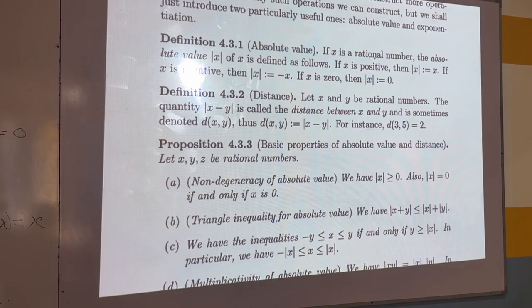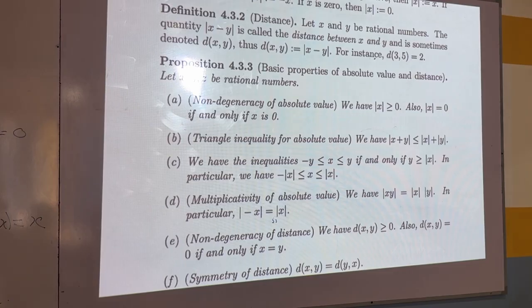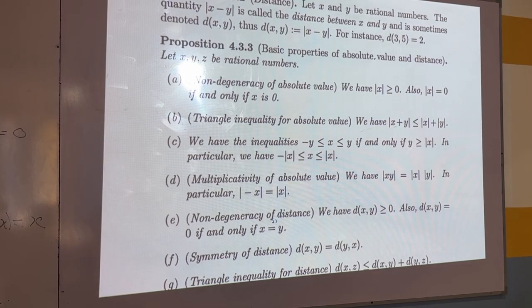We have the inequalities: minus y less than or equal to x less than or equal to y if and only if the absolute value of x is less than or equal to y. That's true. In particular, x lies between minus the absolute value of x and the absolute value of x. I call it modulus of x. Multiplicativity of absolute value: we have the absolute value of xy equals the absolute value of x times the absolute value of y. In particular, the absolute value of minus x is equal to the absolute value of x.